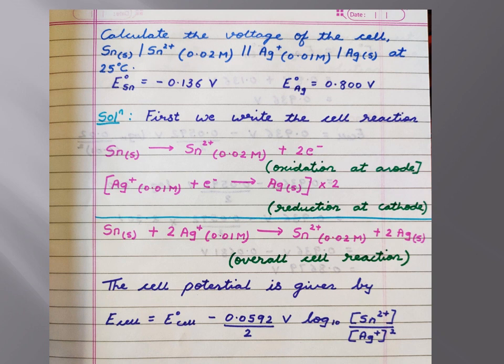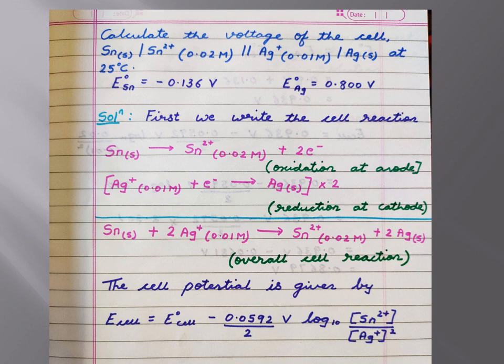So the 2 electrons at the cathode and the 2 electrons at the anode get cancelled, and you are left with Sn solid plus 2 Ag+ giving Sn2+ plus 2 Ag. So this is the overall cell reaction. Now students, writing down the cell potential.